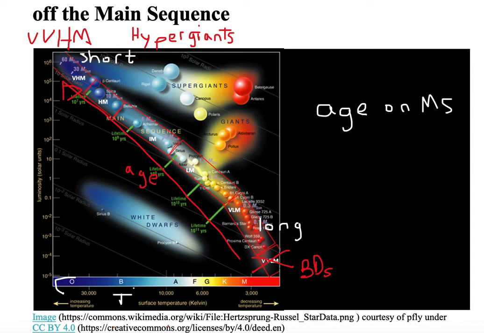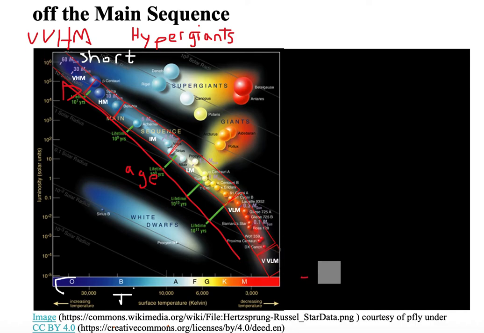So now that we've looked at the age trend on the main sequence, let's go ahead and look at another category. And that category of trend is going to be evolution. Let's look at evolution. Now we know that these low mass stars, they evolve into subgiants first, which are located right about here.